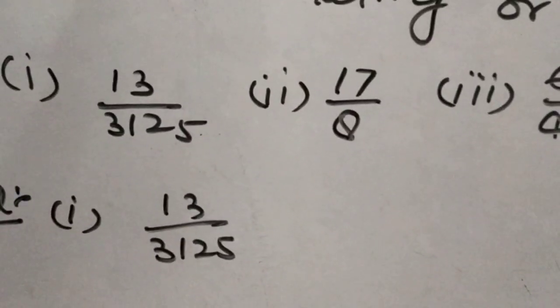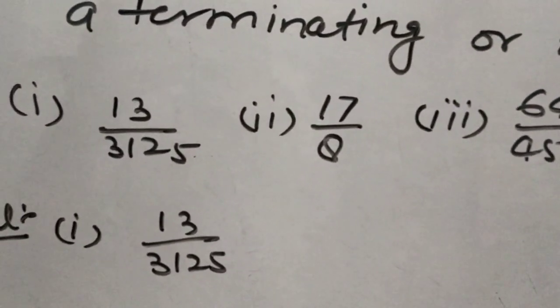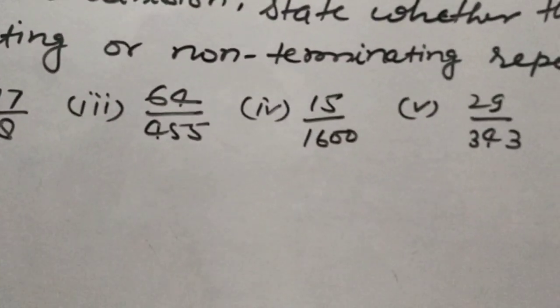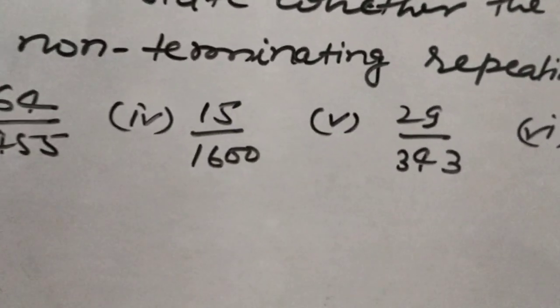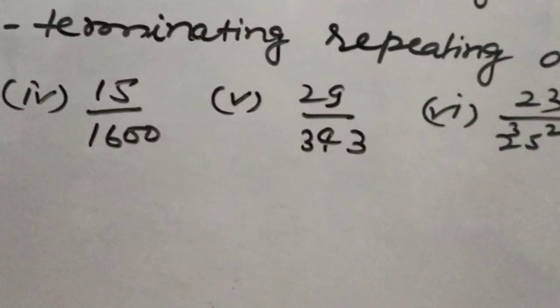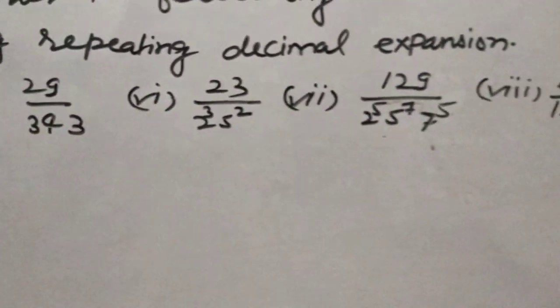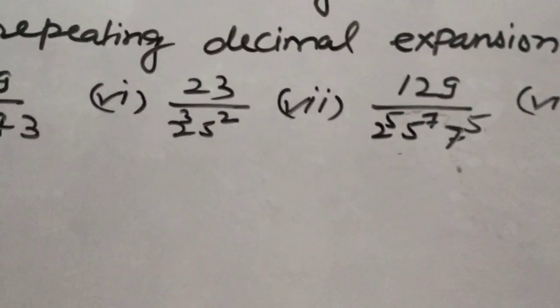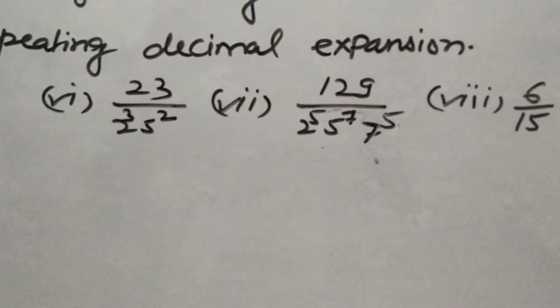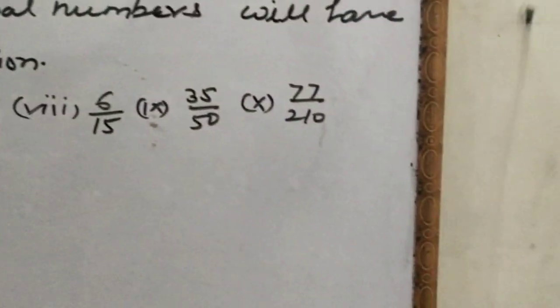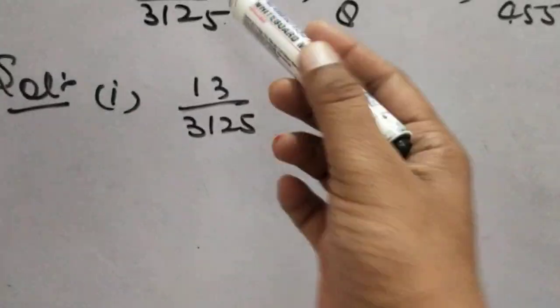First point, 13 upon 3125, 17 upon 8, 64 upon 455, fourth point 15 upon 1600, fifth point 29 upon 343, sixth point 23 upon 2 to power 3 into 5 power 2, seventh point, eighth point, ninth and 10th point are given to you. First I solve the first point, 13 upon 3125.